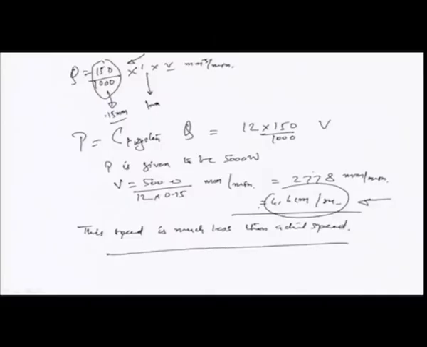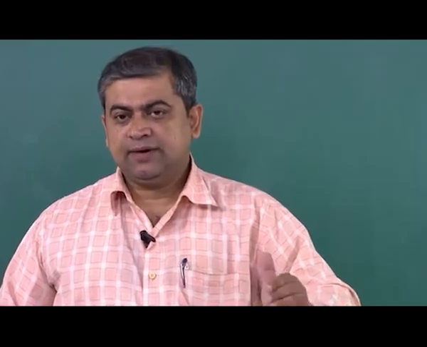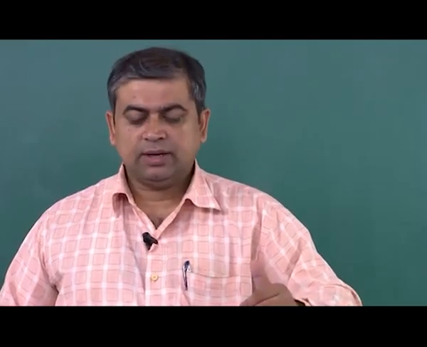And one of the reasons why the actual speed is more is that there is a huge amount of thermal dissipation from the cutting zone to the areas adjoining it, and so that factor is not being accounted for in this particular simplistic model of P equal to CQ.